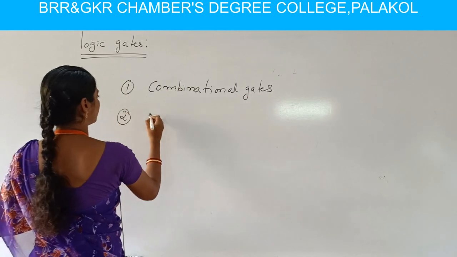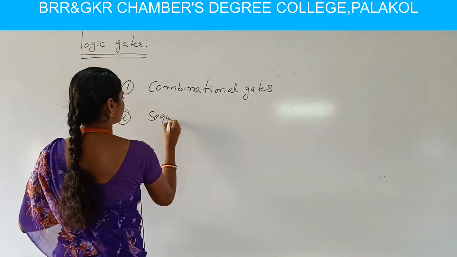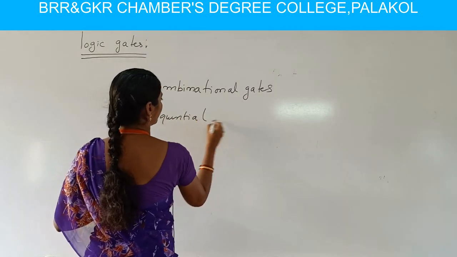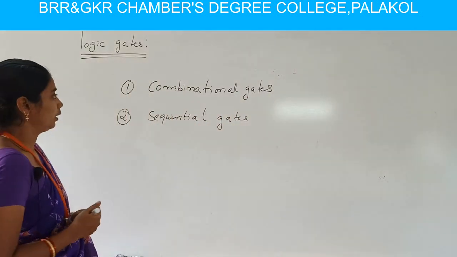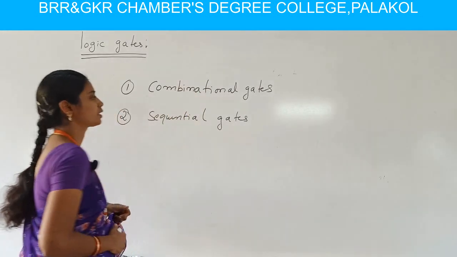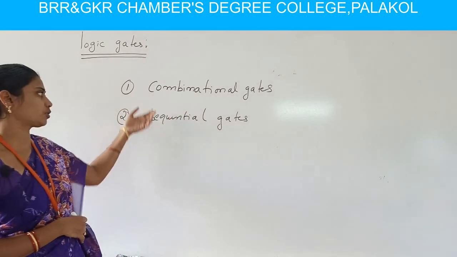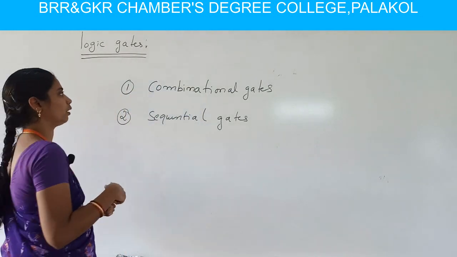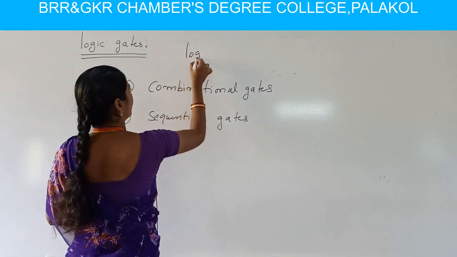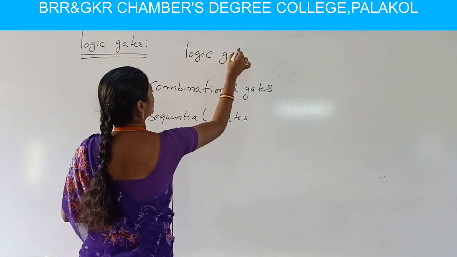The second one is sequential gates or sequential circuits. Combinational gates and sequential gates are the two types of logic gates.